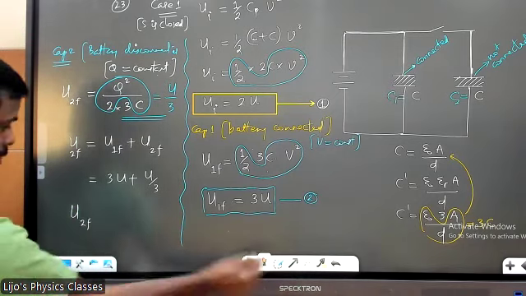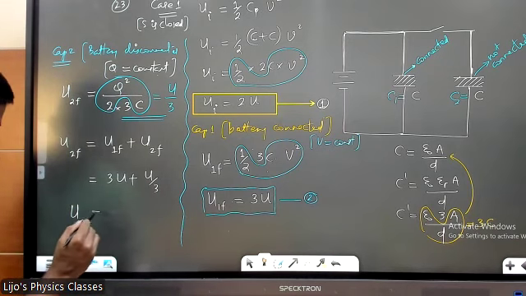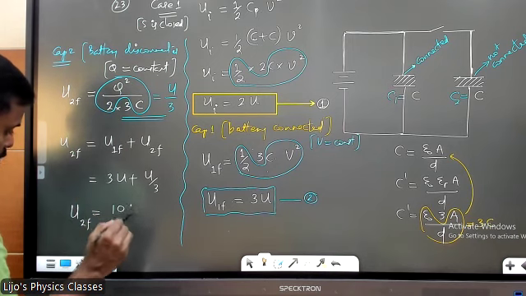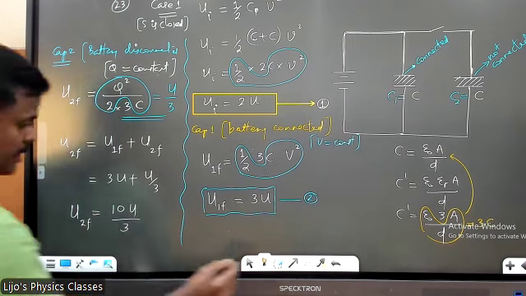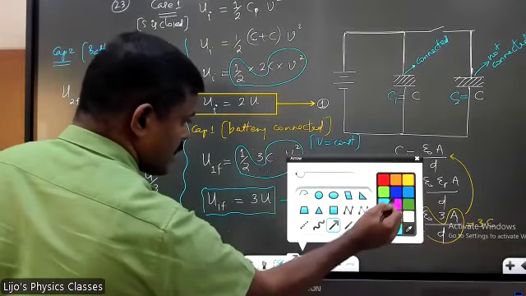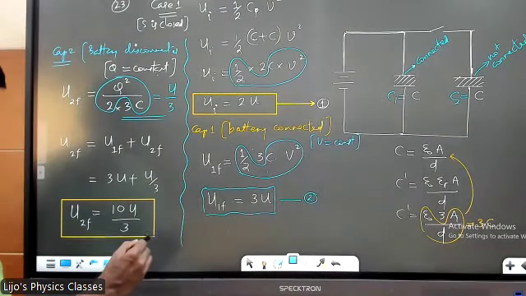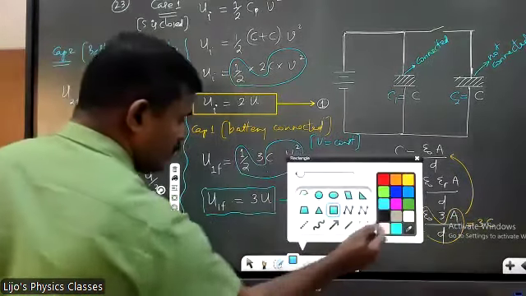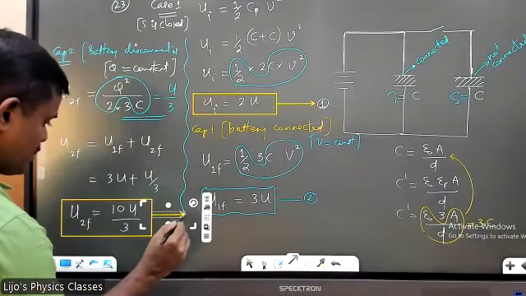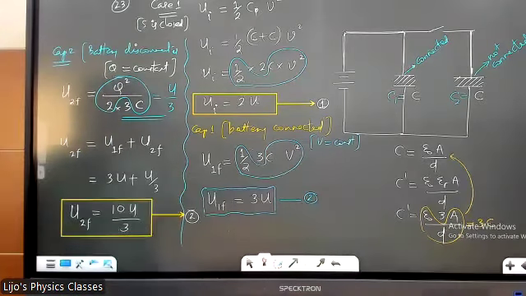U2F you will get as 3 into 3, 9. So that will be 10U by 3. So this is our second equation, 10U by 3. So the final energy I got, this is my second equation.